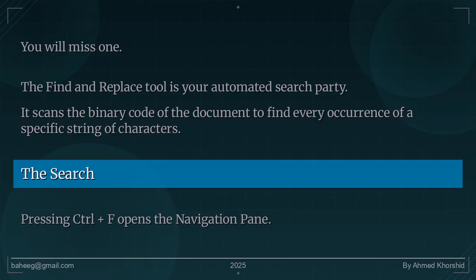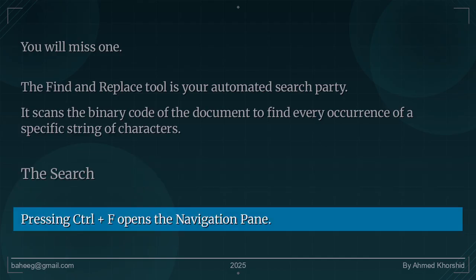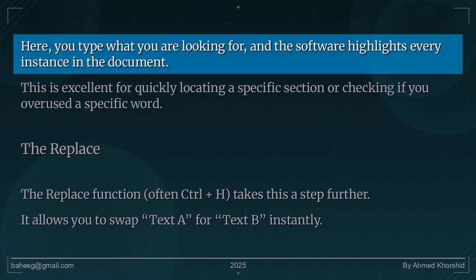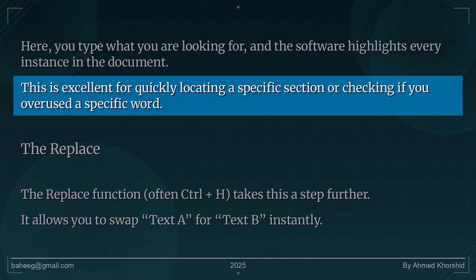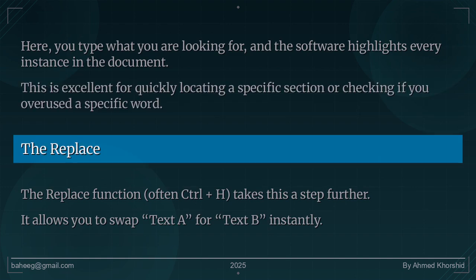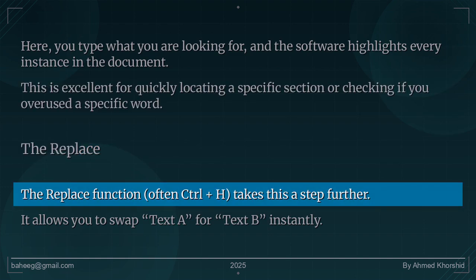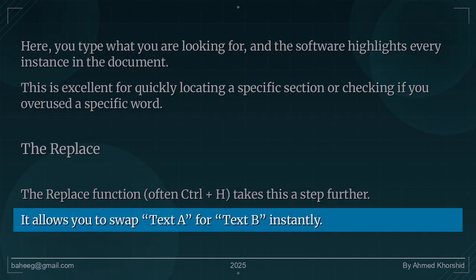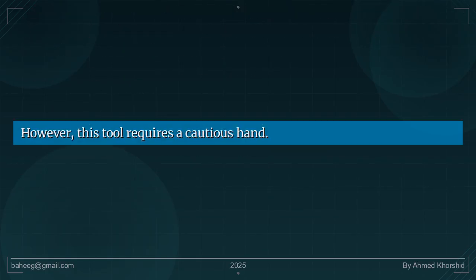The search. Pressing Ctrl+F opens the navigation pane. Here, you type what you are looking for, and the software highlights every instance in the document. This is excellent for quickly locating a specific section or checking if you overused a specific word. The Replace. The Replace function, often Ctrl+H, takes this a step further. It allows you to swap text A for text B instantly. However, this tool requires a cautious hand.